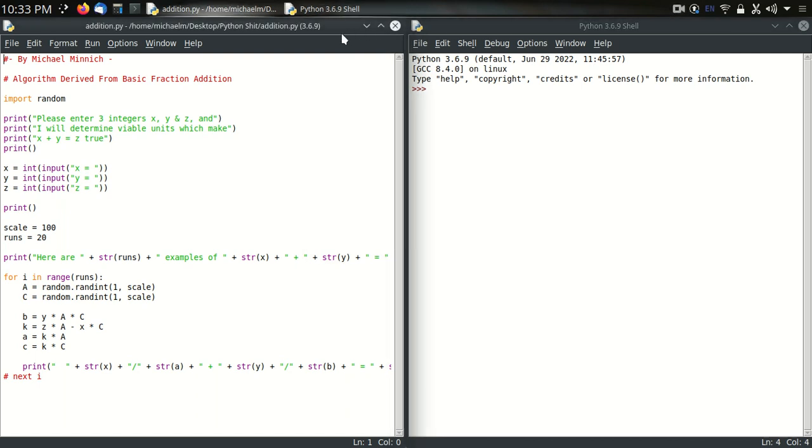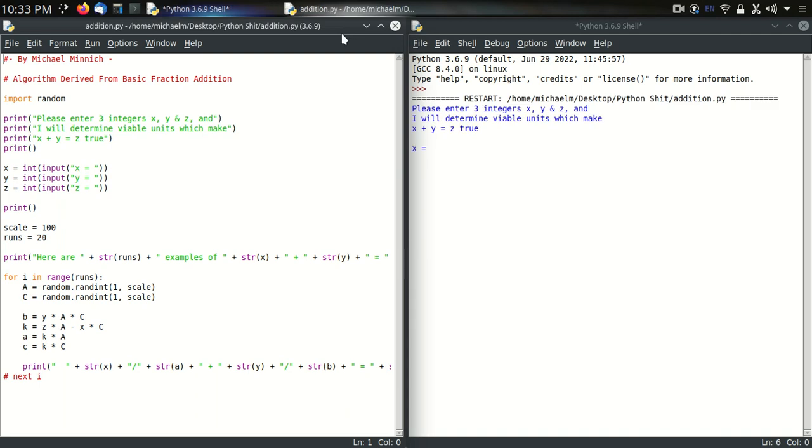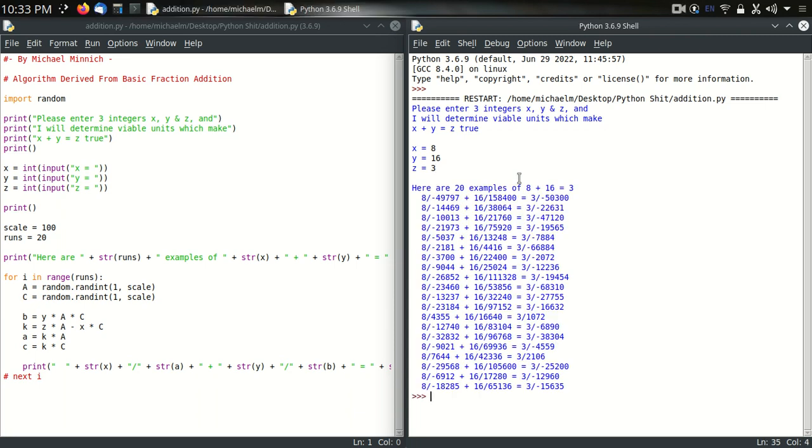So you might object here that when I run this, well, we're not actually adding 8 and 16 to get 3. We're adding fractions.